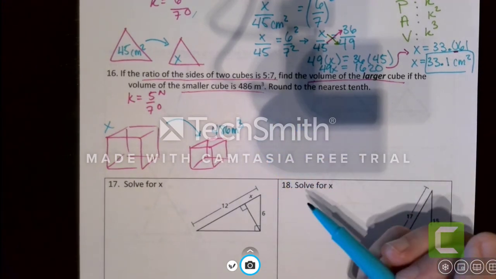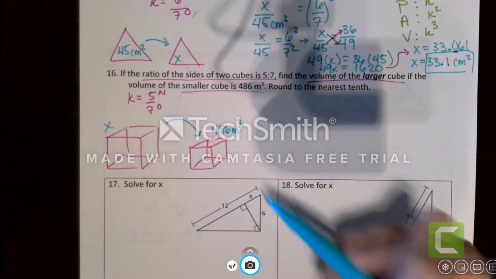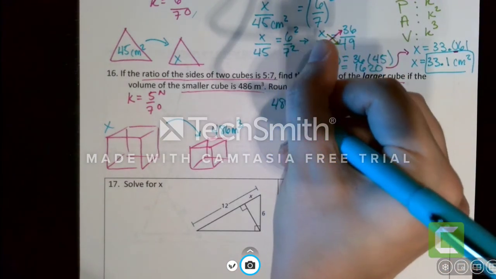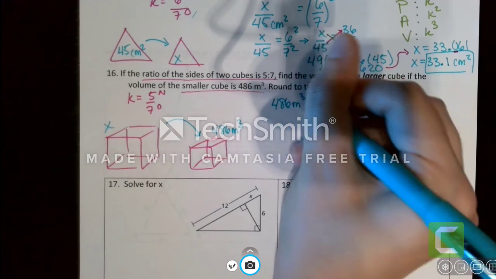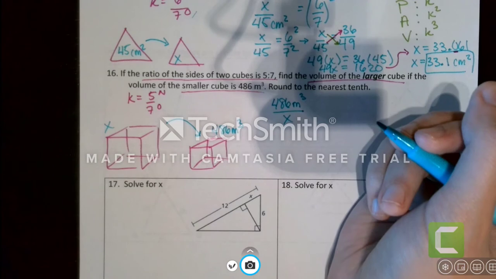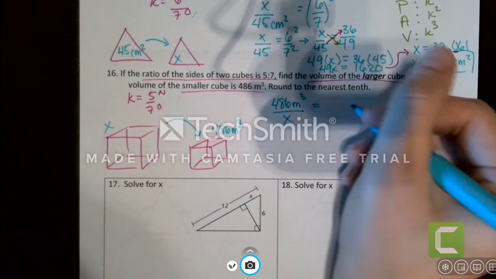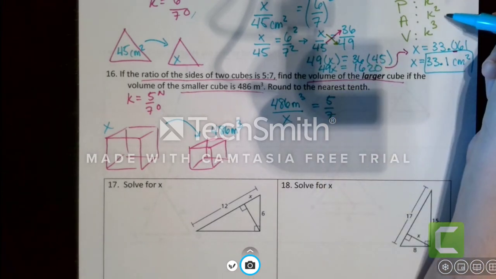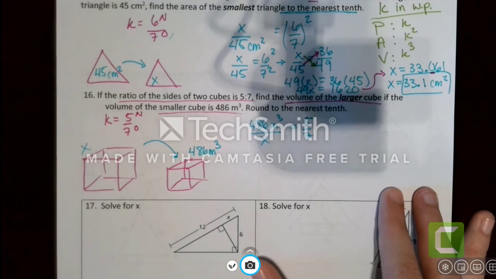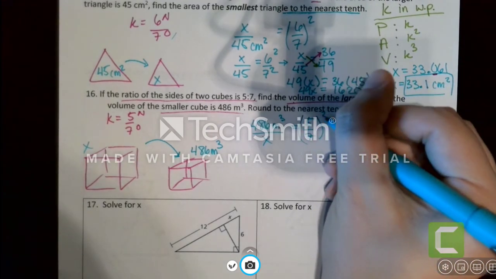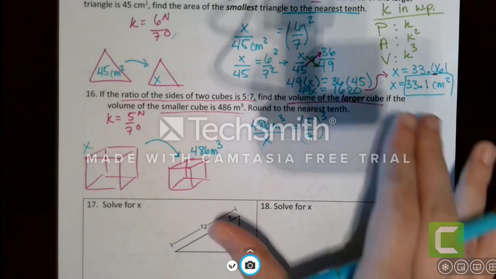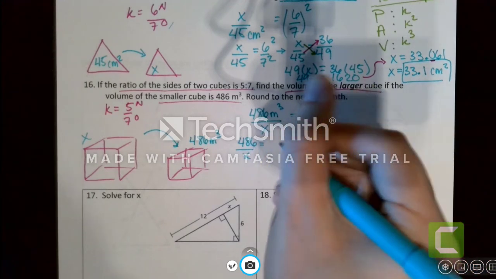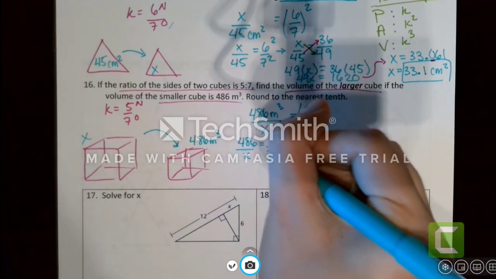We're going to set it up in a similar way that we did above. We're still going small over big, which means that for your volume, you need to write 486 meters cubed all over x, because we don't know our original volume, which is equal to your scale factor of 5 over 7. But as mentioned above in the notes, when we're working with volume and scale factor, we need to cube it. So rewrite your equation below. You should have 486 over x is equal to 5 cubed over 7 cubed.